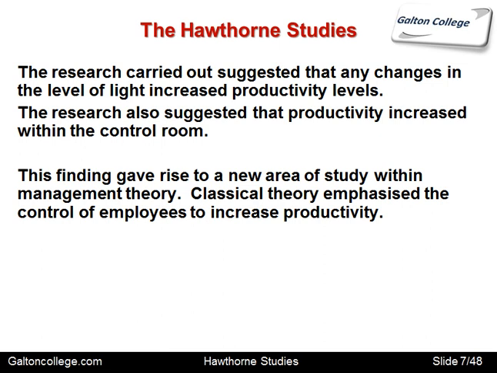Classical theory emphasized the control of employees to increase productivity. So the classical theory was that employees needed to be controlled, observed and managed, they needed foremen and managers and charge hands. There needed to be people of responsibility to ensure that the workers worked. That was the model. That's the classical theory. This Hawthorne study and the way it was going about looking at productivity was radical. It was new.